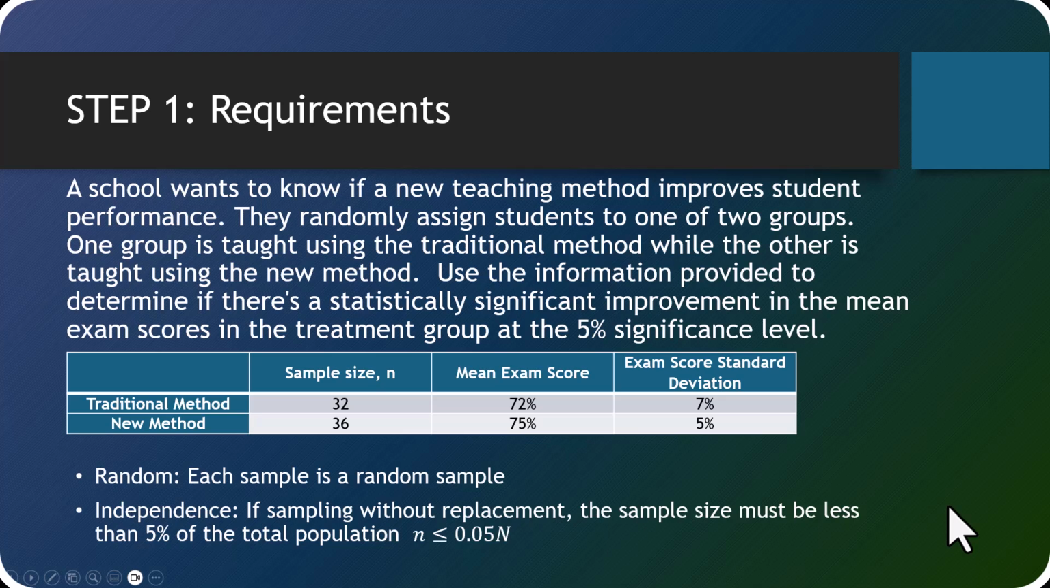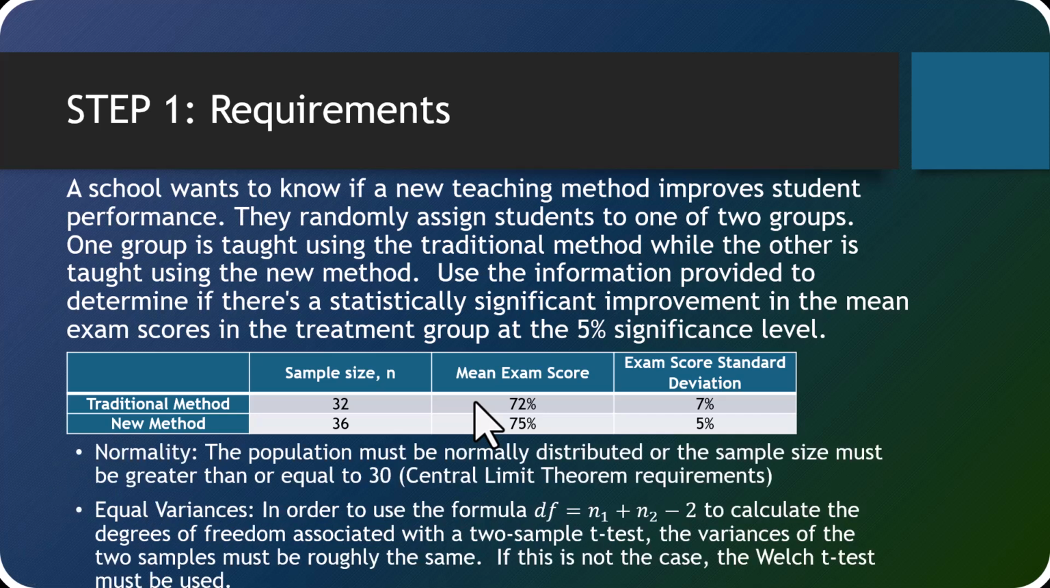Okay, so let's see if our requirements have been met. First of all, is each sample a random sample? We are going to assume that it is. We know that at the very least, the students were randomly assigned to one of the two groups. Okay, independence. We are going to assume that the students in these two groups are less than 5% of the population of all students in the world. That's pretty reasonable. And we will assume that one student's score or performance on the exam didn't impact any of the other scores.